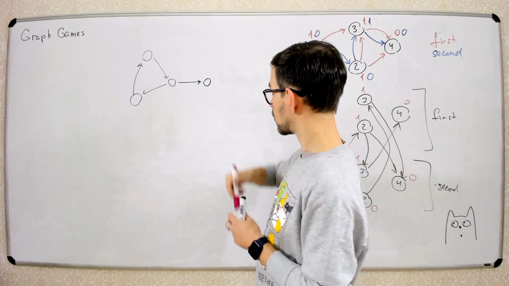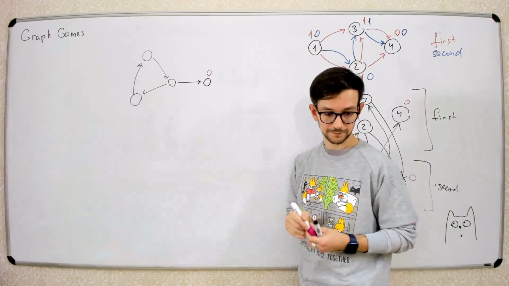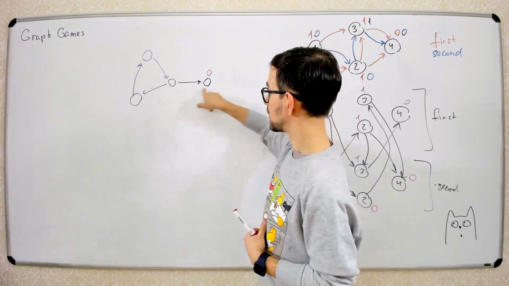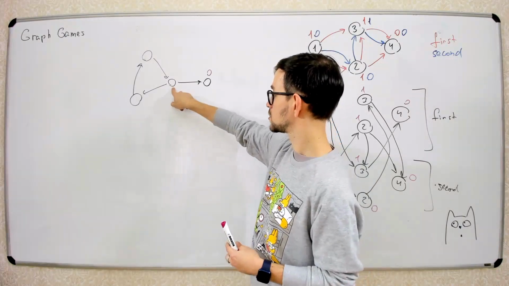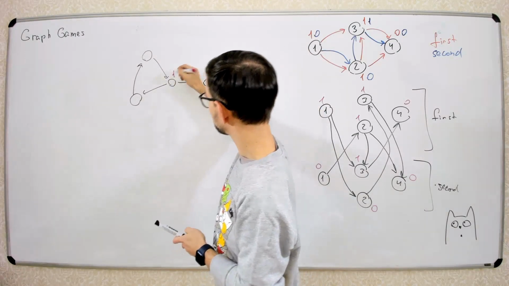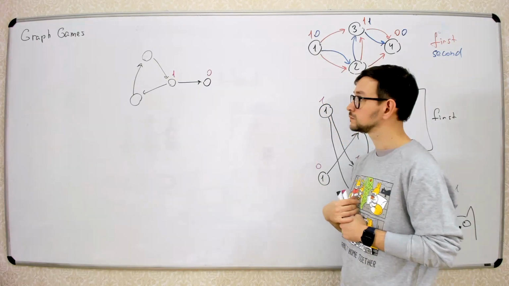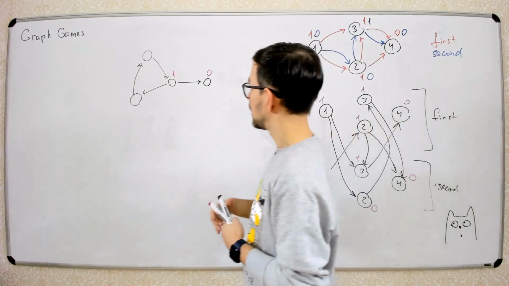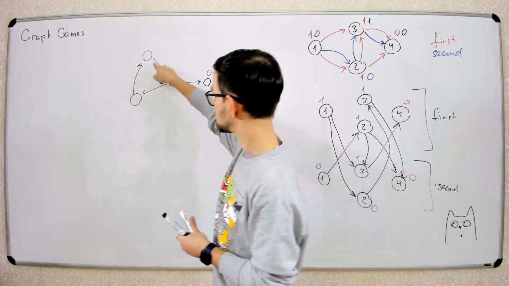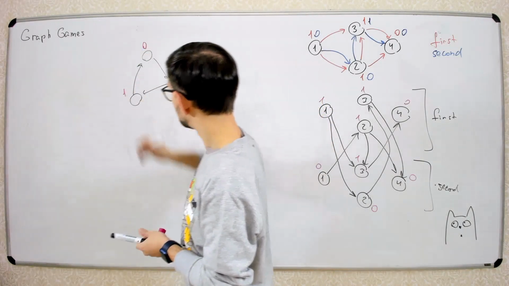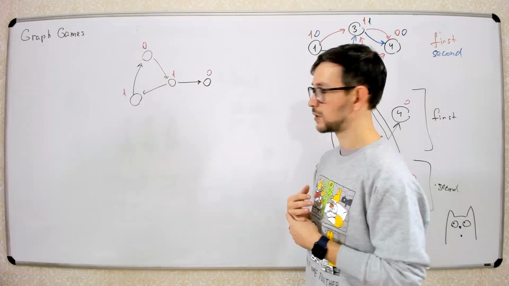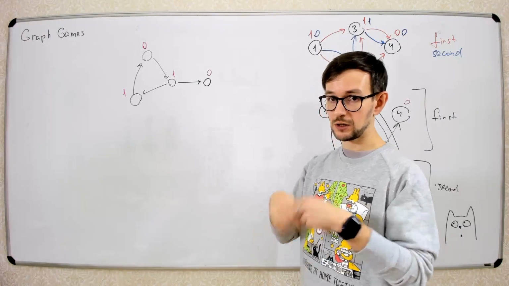So this state is obviously a losing state. Now this state is a winning state, since you can go here and win. So this is not a draw. So if you're standing here, you can go here and win the game. So this is a winning state. And now this is a losing state, because you can only go here and lose the game. So even if you have cycles, you may have some winning or losing states in this cycle.